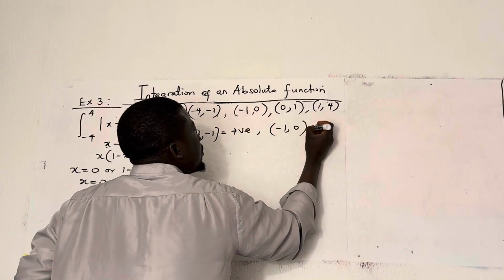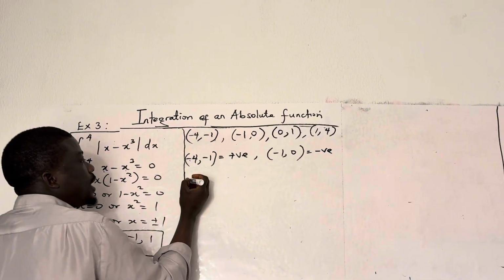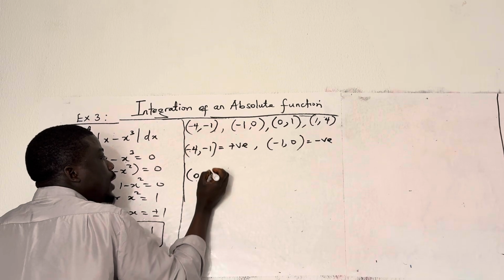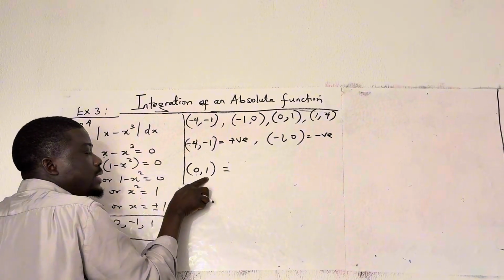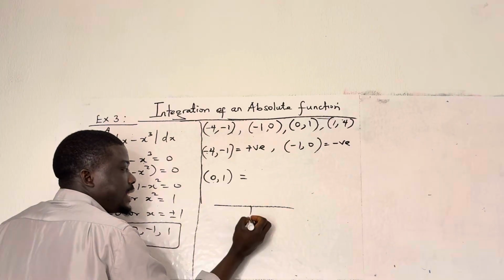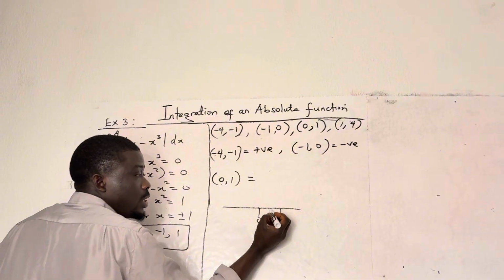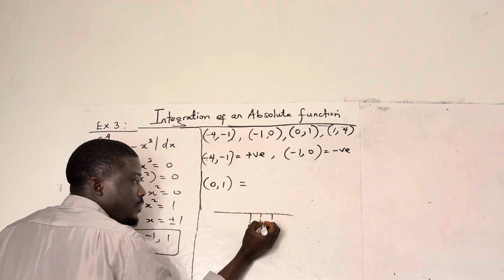So minus 1 comma 0 is negative. Now let's try the other one. Let's try 0 comma 1. For 0 comma 1, we can pick 0.5 because this is between 0 and 1. In our number line, when you have 0, you have 1. So in between 0 and 1, positive 1, we have positive half.